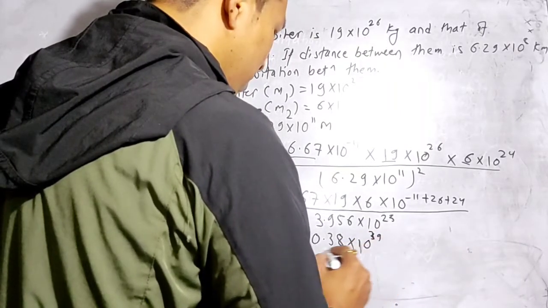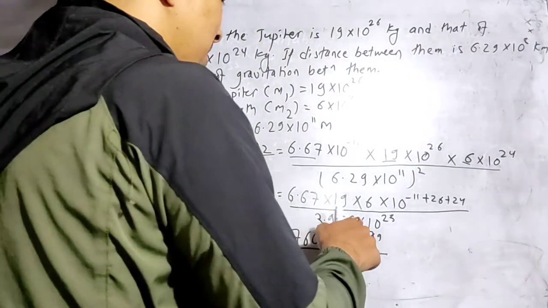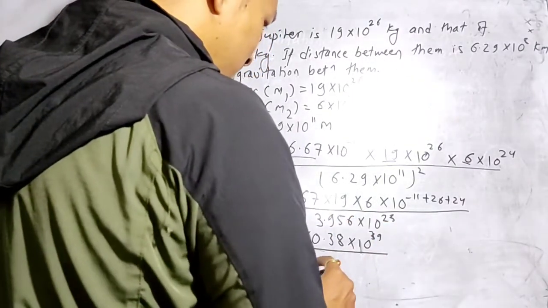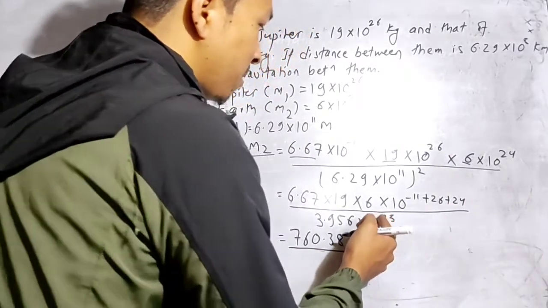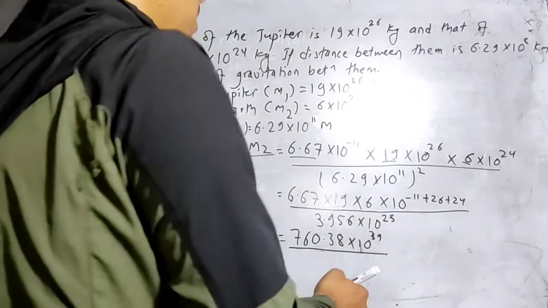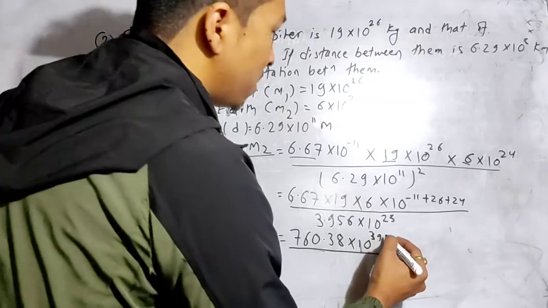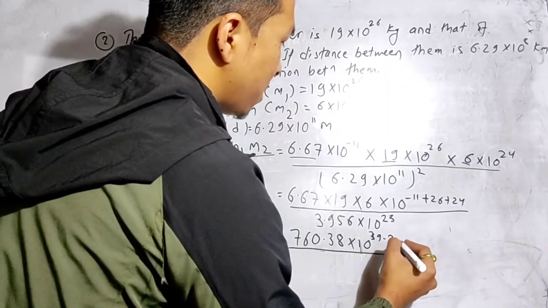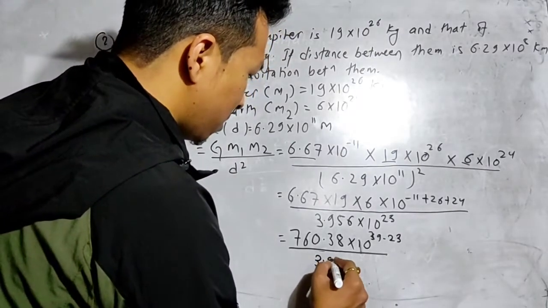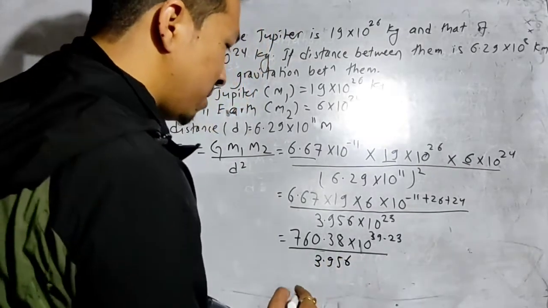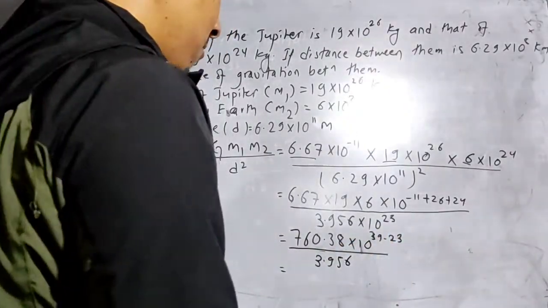39. Let's divide that by now 3.956 into 10 power 23. Yes, now simply it is 10 power 23. The power 23, if it goes to the numerator side, it will be subtracted. Now let's do that one. 10 power 23 is now 3.956 is remaining. Okay, now 39 minus 23, what will be the value?